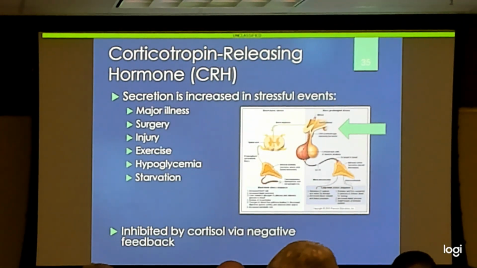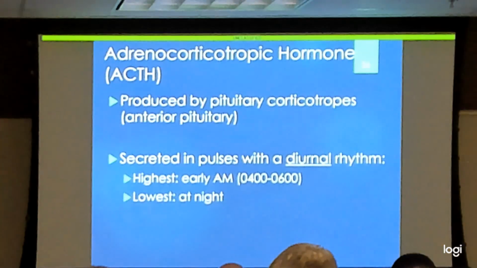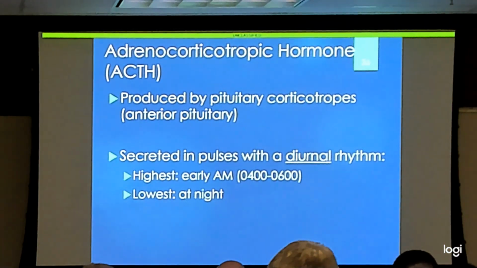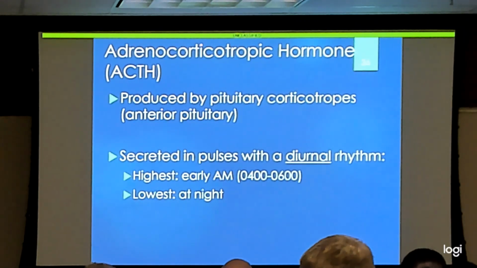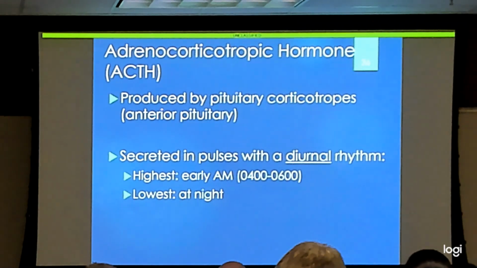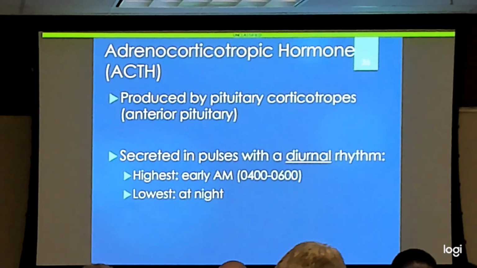So I'm going to skip the CRH because I don't really care about that. I care about ACTH and cortisol. Yeah, that matters. So ACTH is produced in the anterior pituitary. Hope that makes sense. We talked about the anterior pituitary already, and now I'm telling you about when it actually gets released. It's secreted in pulses with a diurnal rhythm, so it's highest in the early morning, like before I want to get up, and lowest at night. That's what diurnal means, right?